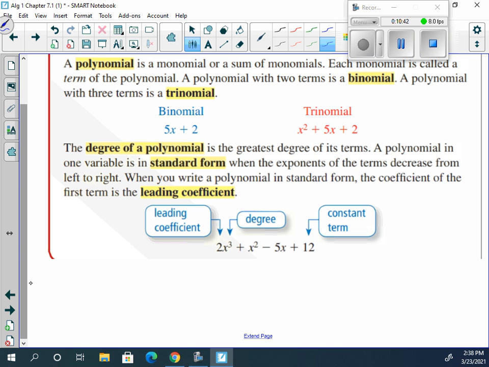And whichever variable has the biggest exponent, it is the degree. So here the biggest exponent is 3, so the degree is 3. And the number in front of it is the leading coefficient. It's the one that's leading it. And as we said, the term number by itself is a constant.